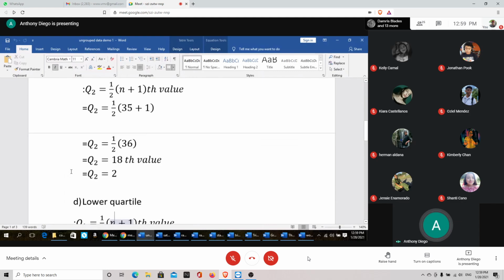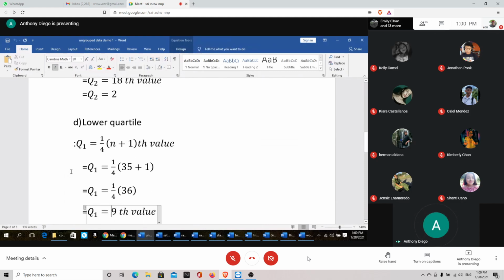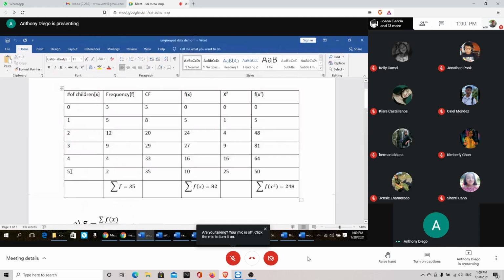Then we do the same for the lower quartile, which is 1/4 of 36, which is the 9th value. So we go back here. Once again, the 9th value will fall into this 20. Everybody agree? So that will be 2 as well.